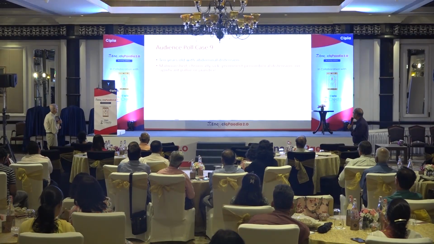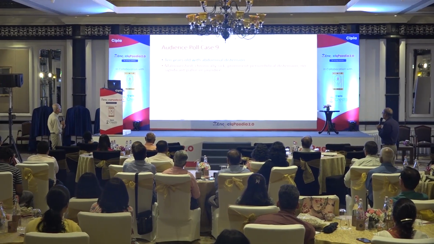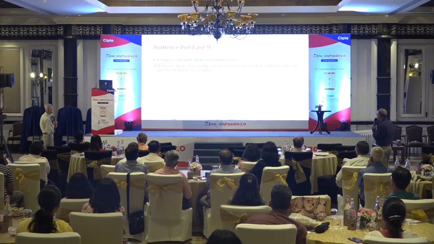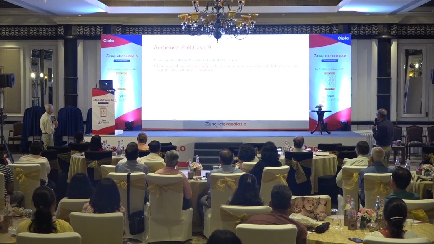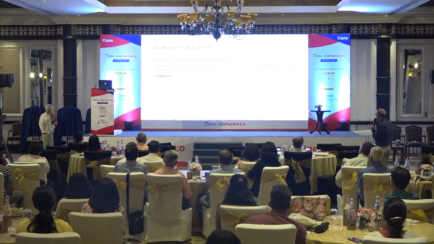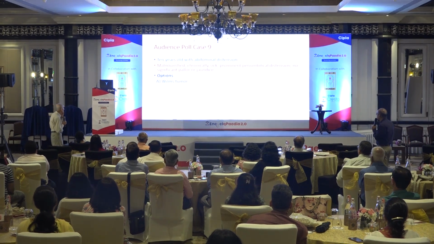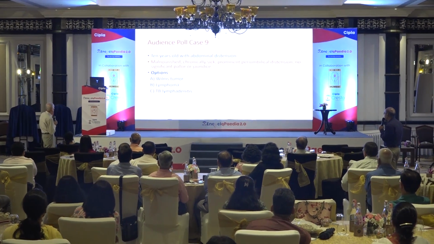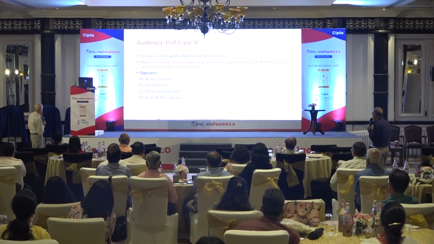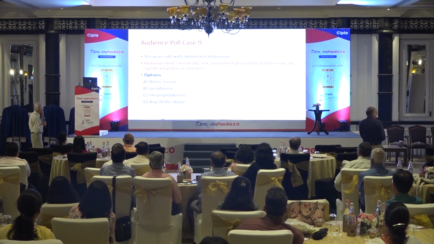10-year-old with abdominal distension, malnourished, chronically sick, prominent periumbilical distension, no significant pallor or jaundice. Options: Wilms tumor, lymphoma, TB lymphadenitis, any of the above. And voting after the music.